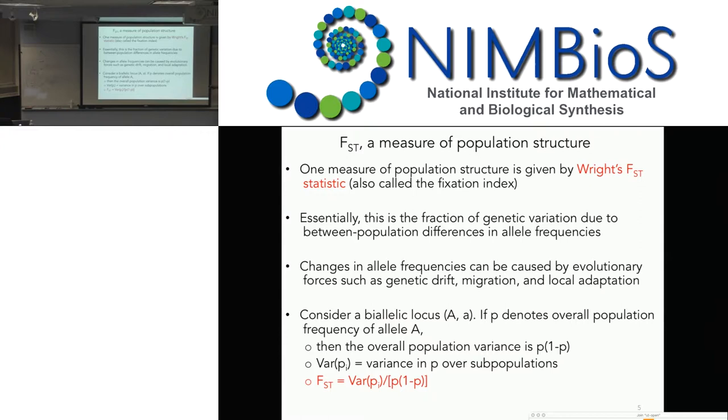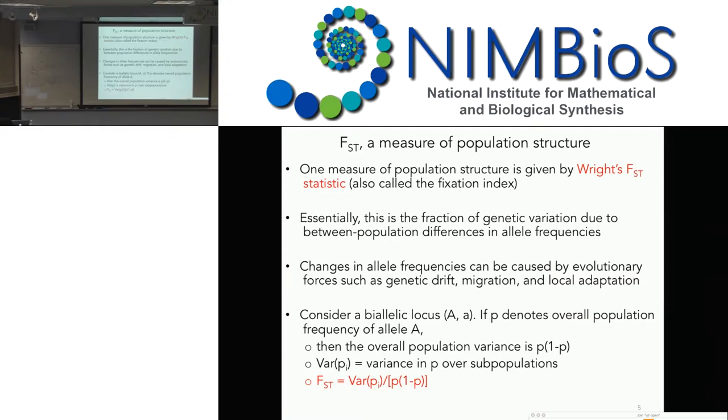And I can get FST values because drift and migration, local adaptation can shift it. So here's the idea. Let's look at the simplest case. I've got one locus with two alleles. If P denotes the frequency of allele over the entire population. So basically, this room is the entire population. I've got subpopulation one, subpopulation two.